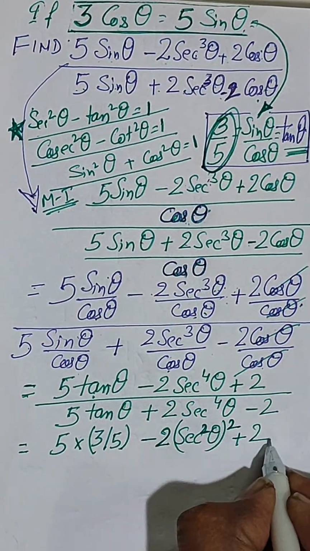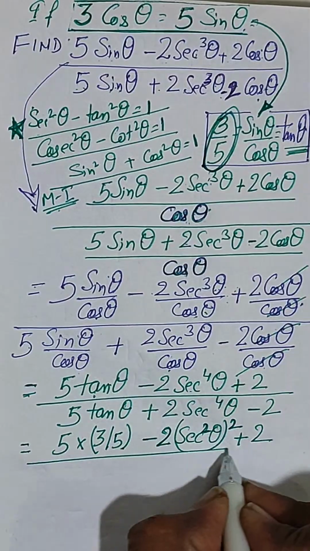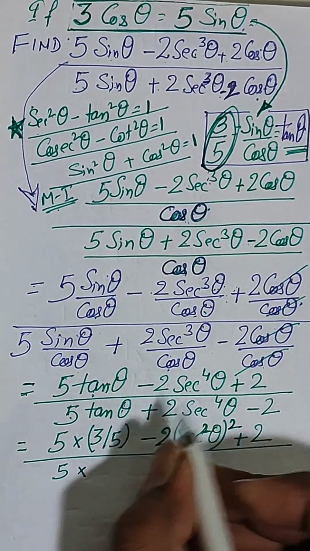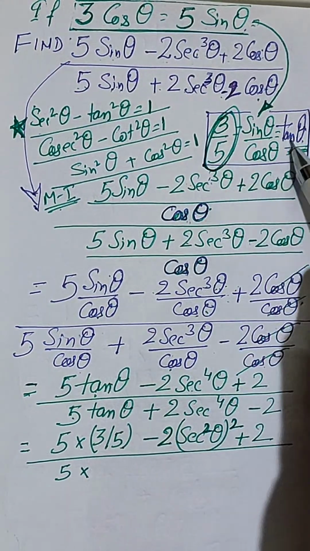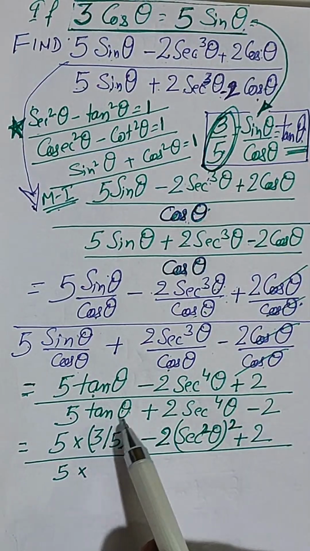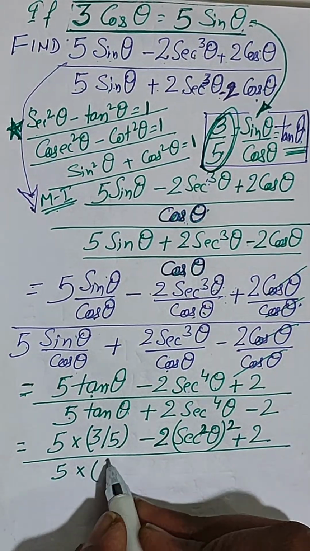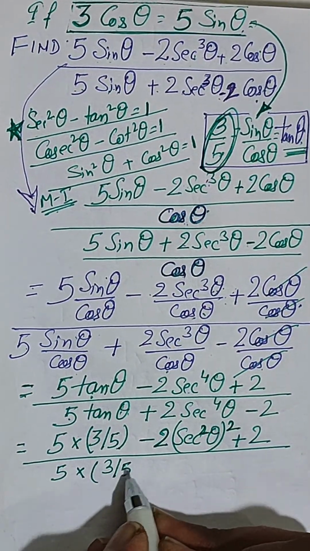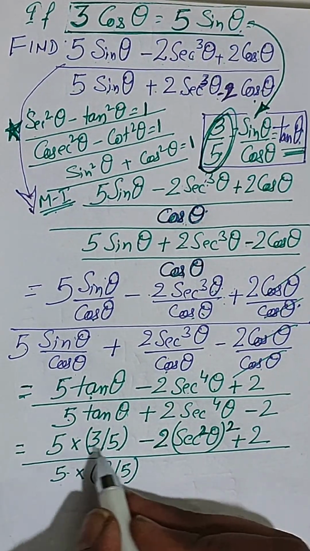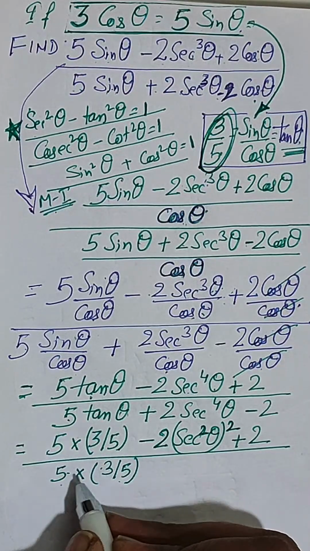Plus 2, whole divided by 5 times tan theta. The value of tan theta is 3 by 5, given to us. Just place it over here into the first term of the denominator. Again it will become 5 into 3 by 5, and here 5 will be cancelled out in the first term of the numerator and denominator both.